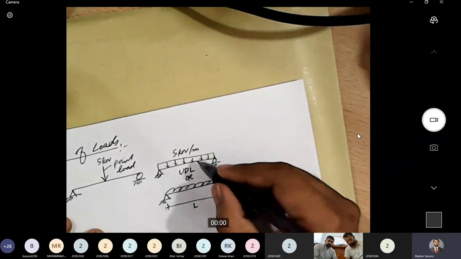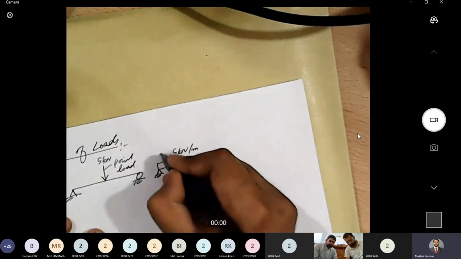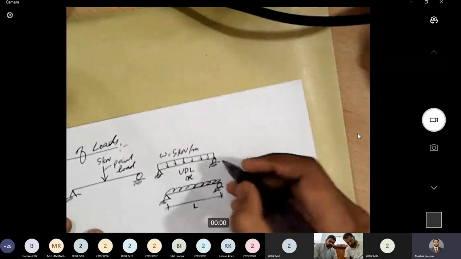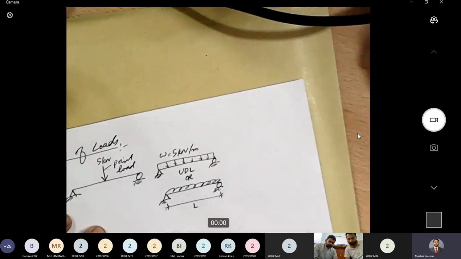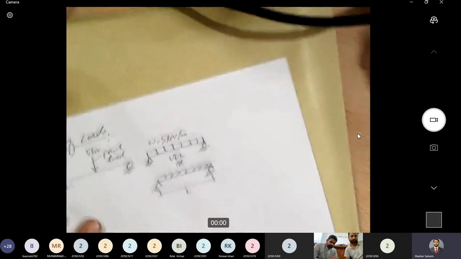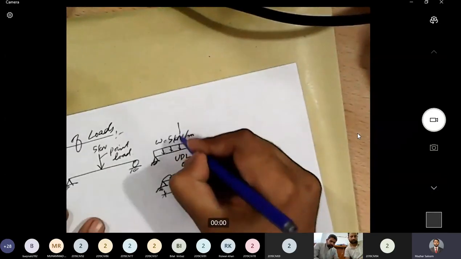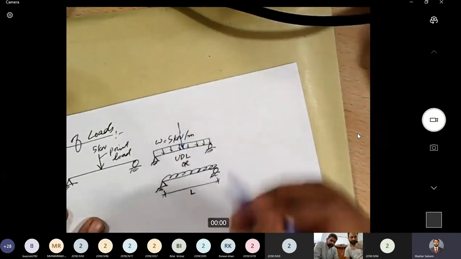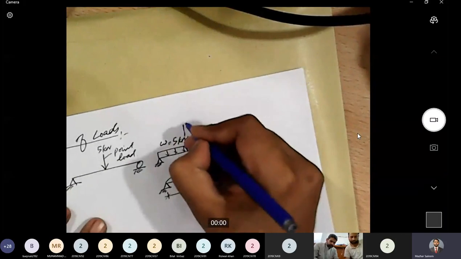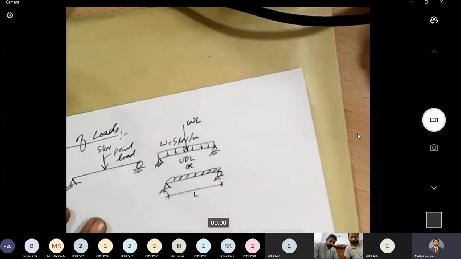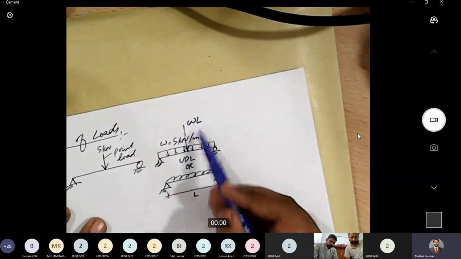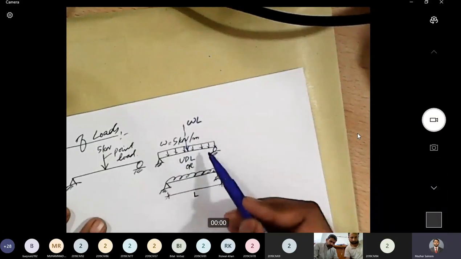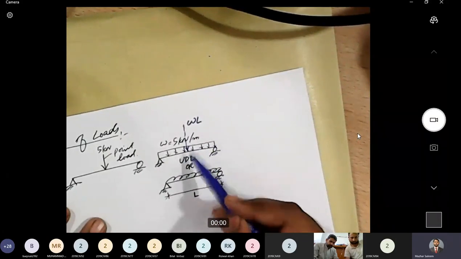So if I want to calculate how much is the total area, let's say I call this omega. So the magnitude of the resultant, if I show it with a different color here. The resultant of this load will be acting at the center, and it will be omega L. For analysis, in order to calculate how much is the total load and where is it acting, it will be acting at the center and magnitude omega L.